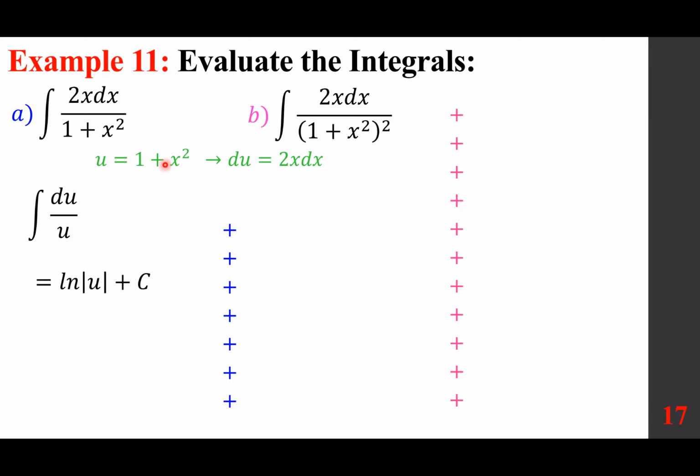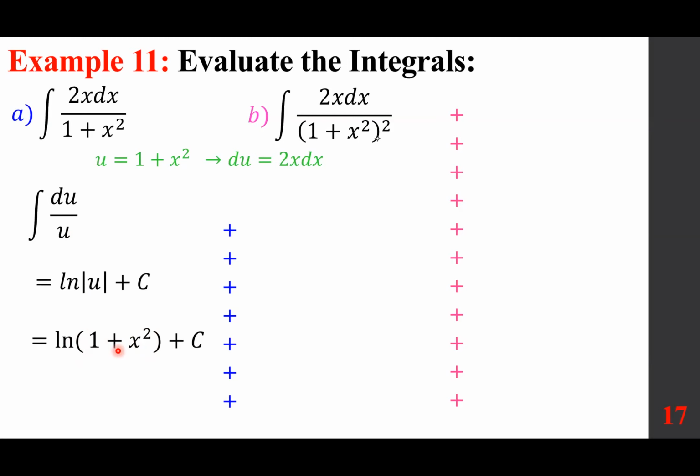And you replace the u. The reason I got rid of the absolute value is because 1 plus x squared is always positive, so we get ln of 1 plus x squared plus a constant. This, in fact, is always larger than or equal to 1. Otherwise, you have to keep the absolute value.